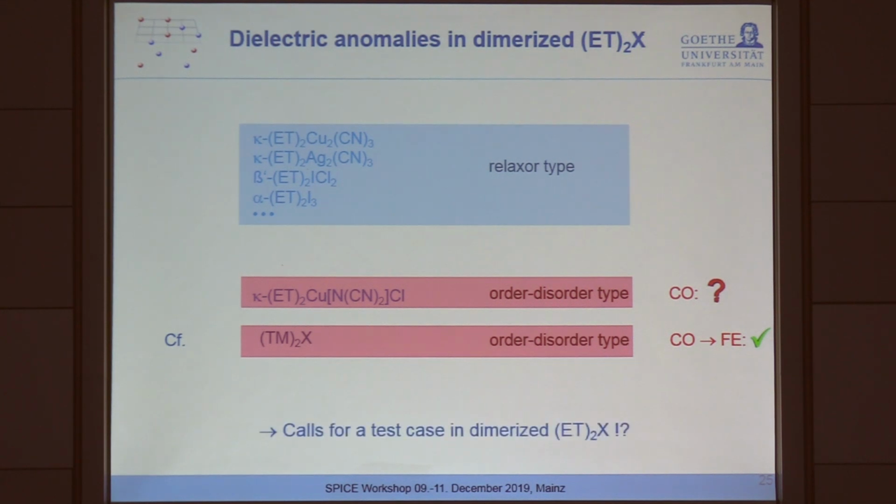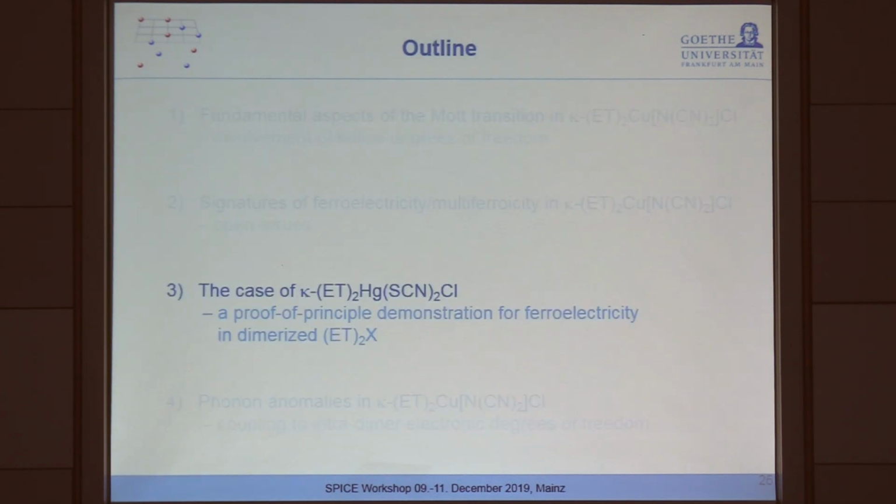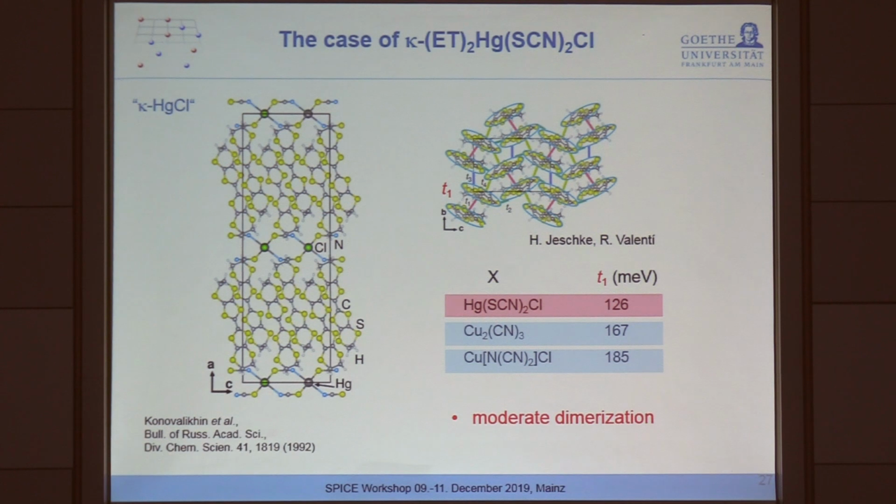But this now calls for a test case where we have a dimerized ET2X material where we can really demonstrate whether or not this concept works. And a material which is well suited for this, and this brings me to the third part, is this mercury-containing material, which we think provides such a proof of principle demonstration. So this system is shown here. We call it now kappa-HgCl.